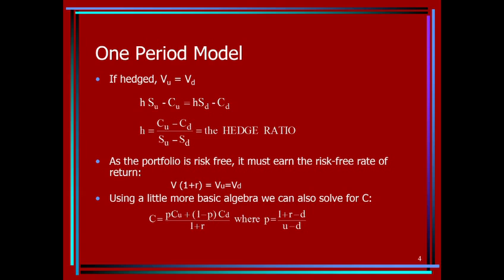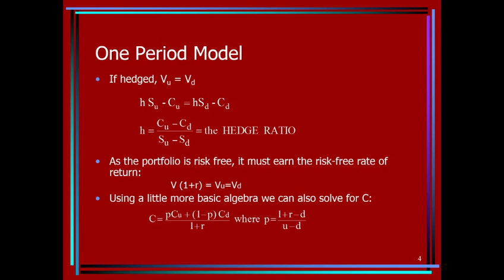So suppose H is, let's say, 0.5. What that means is that for every call you short, you must therefore long half a share. But because you can't buy or sell a fraction of a share, you must always round that up to a whole number.